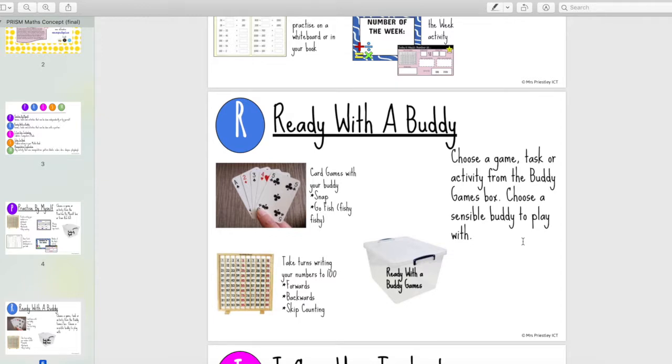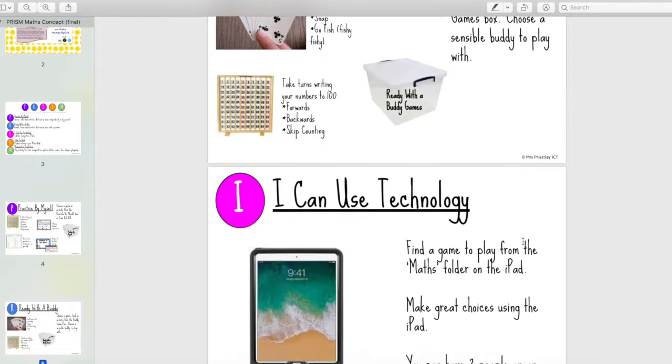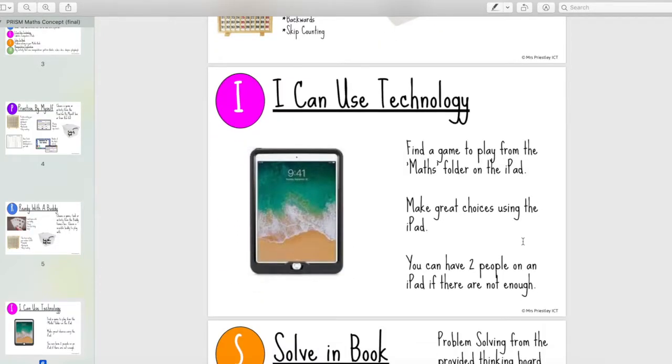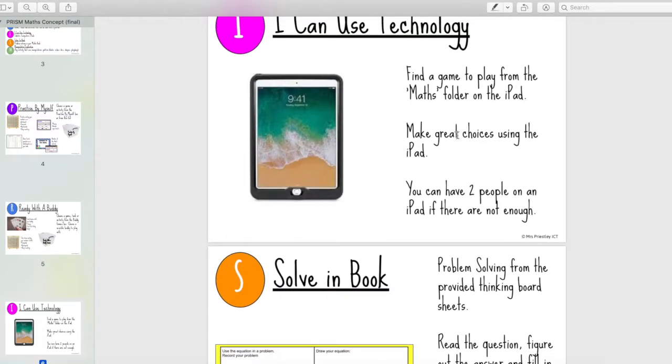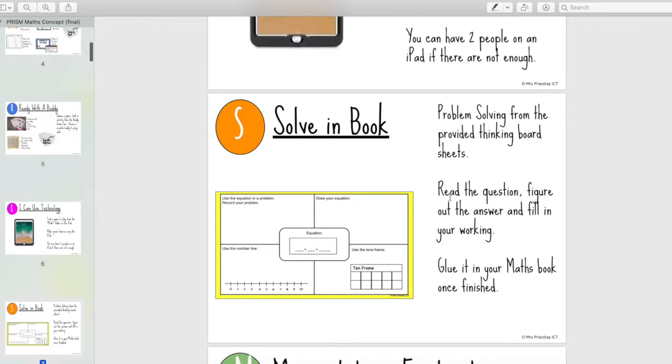Then there's the R is for ready with a buddy. They can play card games, they can take turns practicing their numbers or choose a game from the box. I is for I can use technology, and that is for me in my class. We only have iPads, so they can only choose a game from the maths folder on the iPad. And I've just put some make great choices using the iPad, and they can have two people if there aren't enough iPads, because some of my groups are larger than 6.